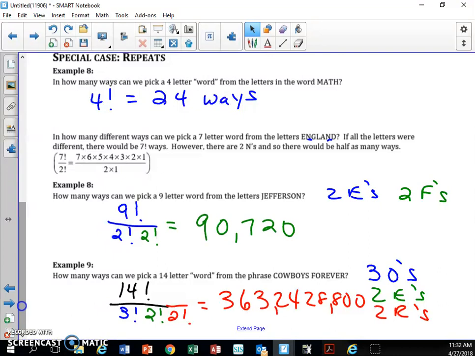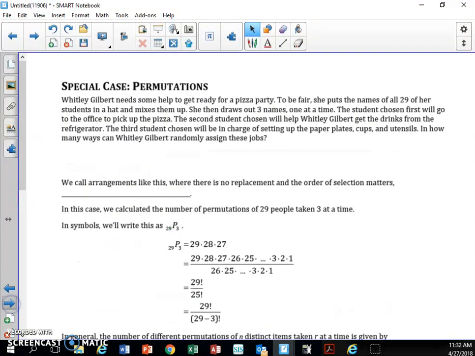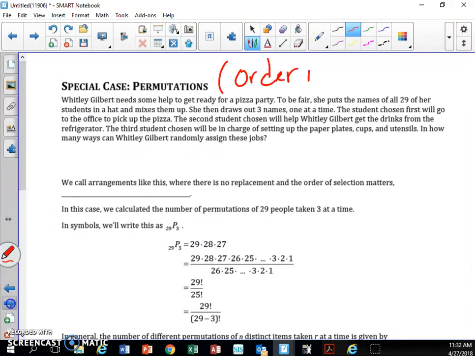Now let's look at permutations. And the biggest thing to remember about permutations is that the order does matter. So if the order does not matter, it's a combination. Permutations, the order matters, such as with your phone number. We call this, like fill in the blanks, permutation.